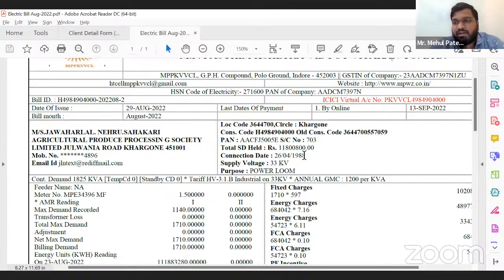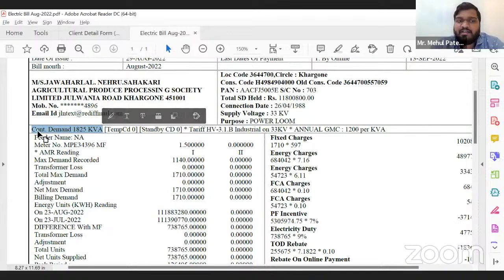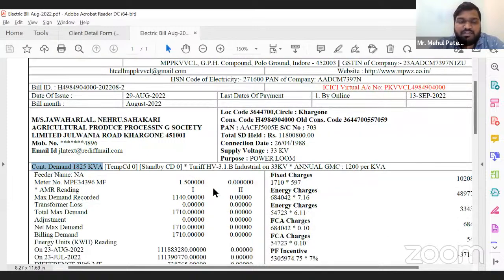So first thing is the contract demand. In some places it is contract demand, and in some places it is written as sanction load. Contract demand is mentioned over here on the left corner, highlighted. Contract demand is nothing but what a customer takes as supply from the discom. Discom is nothing but a distribution company, MP Paschim Kshetra Vidyut Vitran Limited. We'll term it as discom from now onwards.